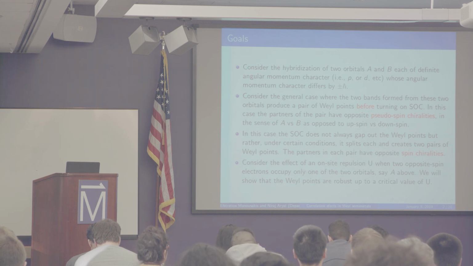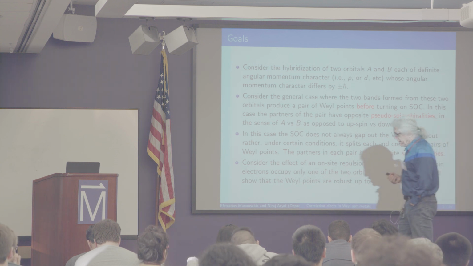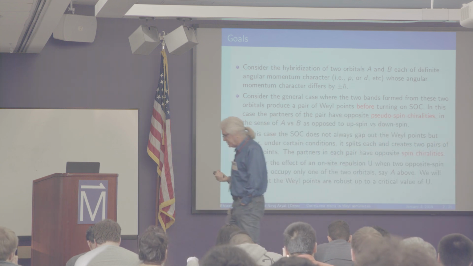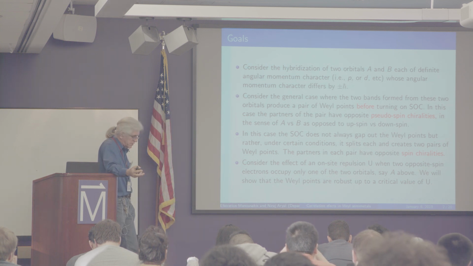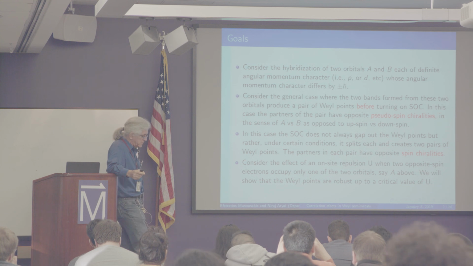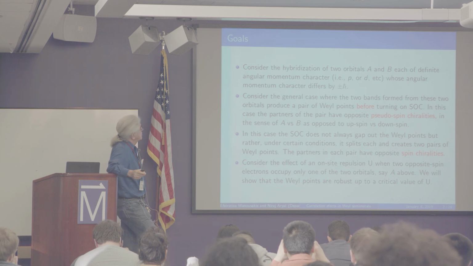So those will be just P or D. And surprisingly or interestingly, their orbital character differs by one quantum of angular momentum. One was P, the other one was D. So one is L equals 1, the other one is L equals 2.